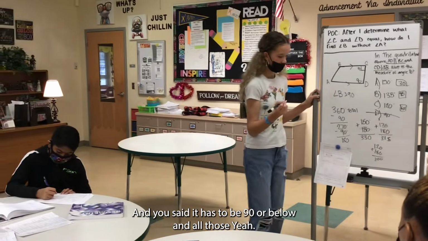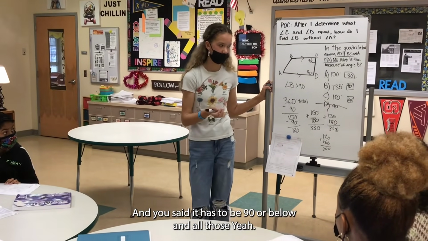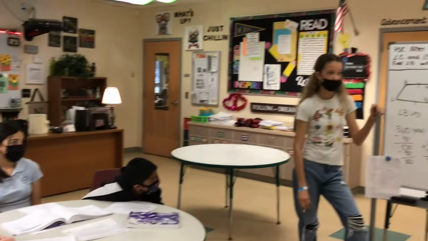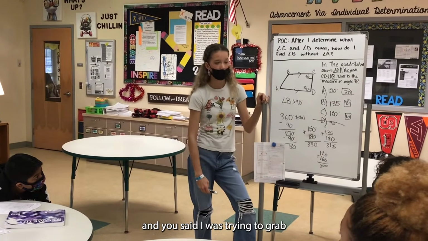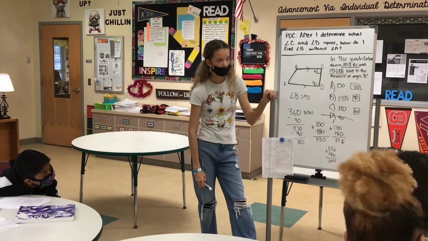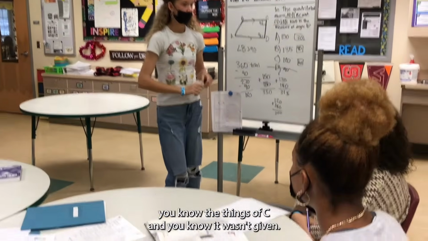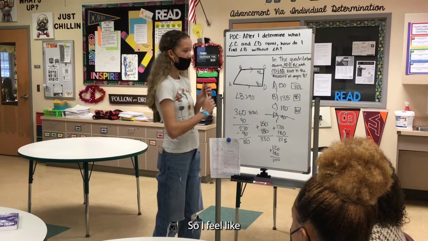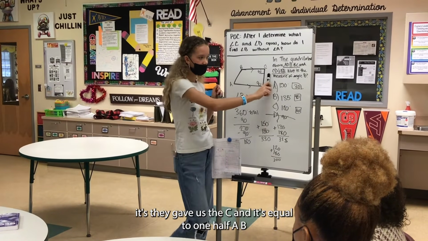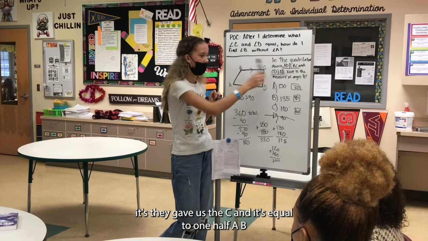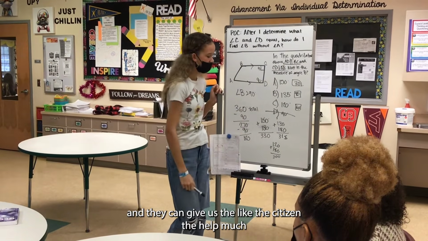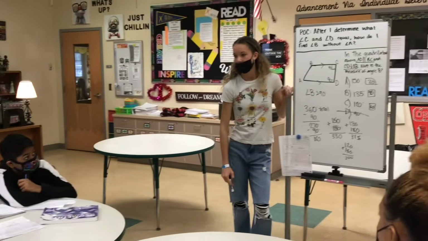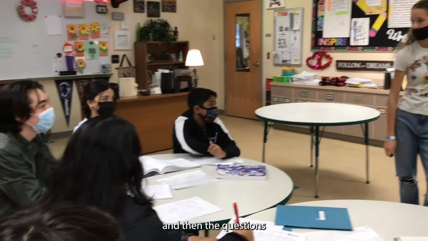And you said it has to be below 90. Has to be below 90, and all those are below 90. Okay. I only gave you 2 angles. Technically 1. And then you said that was congruent. Do you know what the length is of CD? No, it wasn't given. They gave us that CD is equal to 1/2 of AB, but they didn't give us the length of CD, so it doesn't really help much. Okay. Any other questions?